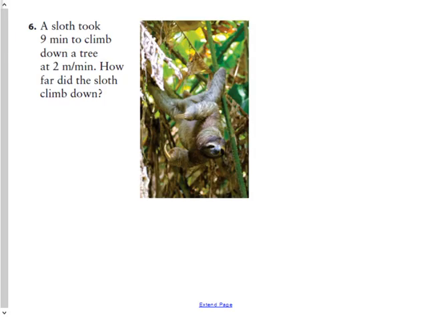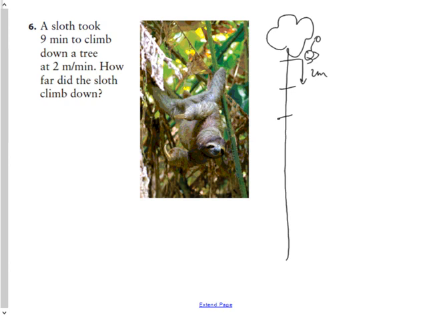Question 6, a sloth took 9 minutes to climb down a tree. If I think about this tree as like a number line, and here's the sloth up here. That's the world's worst sloth. The sloth is climbing down the tree at 2 meters a minute, so let's pretend this is 2 meters. That's 1 minute, 2 minutes, 3 minutes, 4 minutes, 5 minutes, 6 minutes, 7 minutes. Oops, the tree has to get bigger. There we go. There is the 9 minutes to climb down 2 meters a minute. So 1 minute, 2 minutes, 3 minutes, 4 minutes, 5 minutes, 6 minutes, 7 minutes, 8 minutes, and 9 minutes.